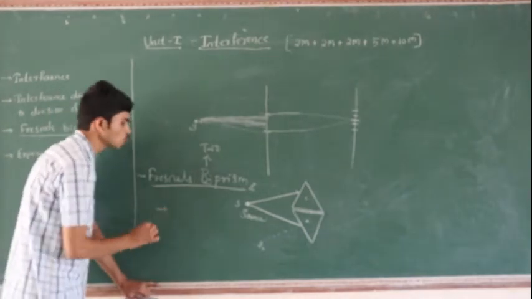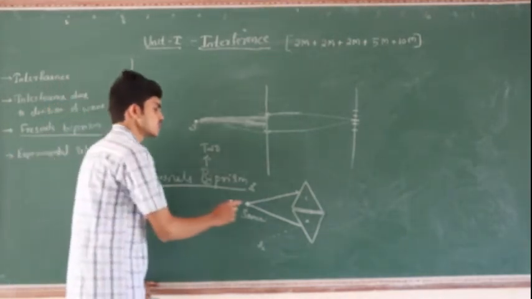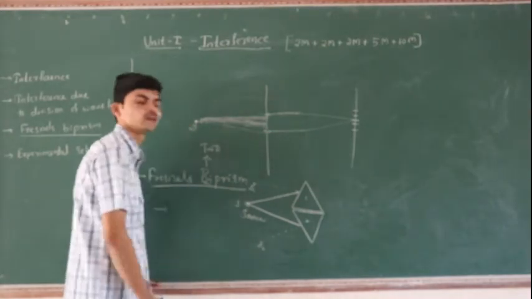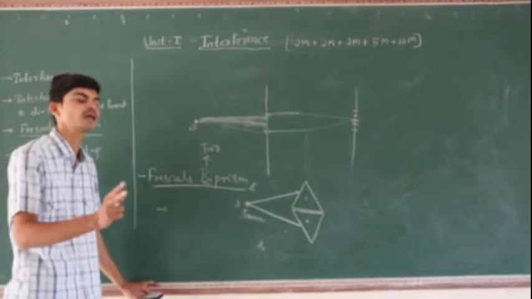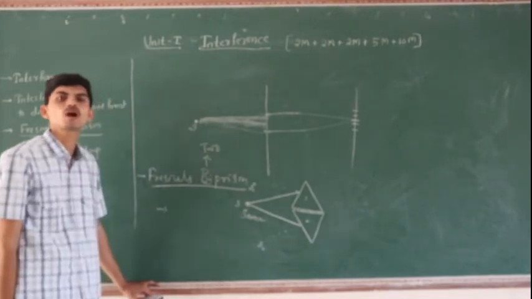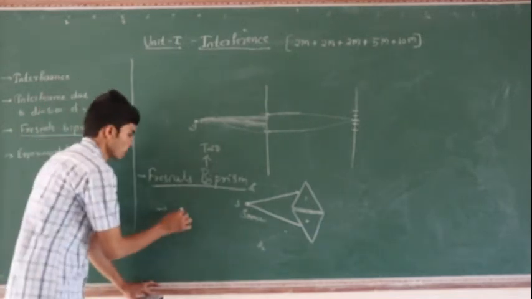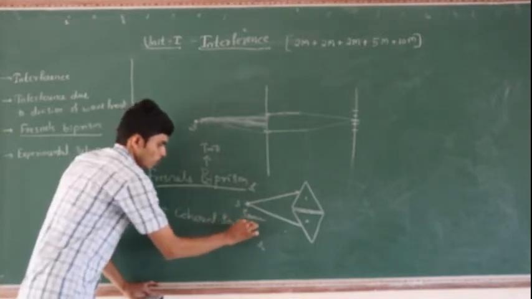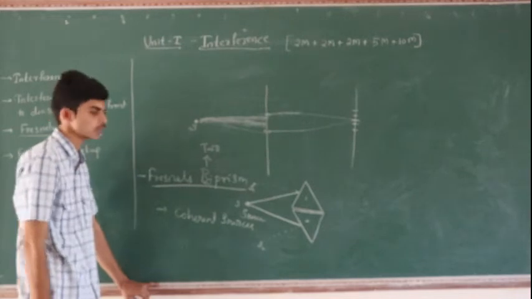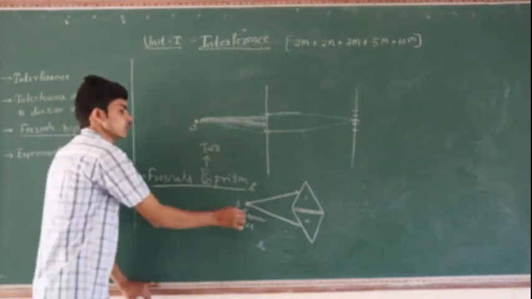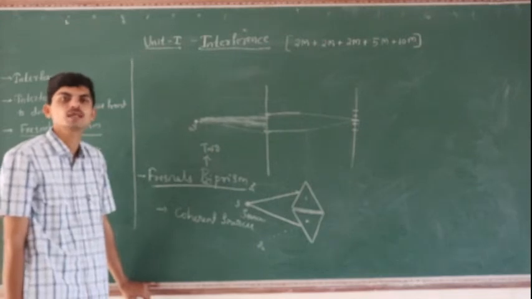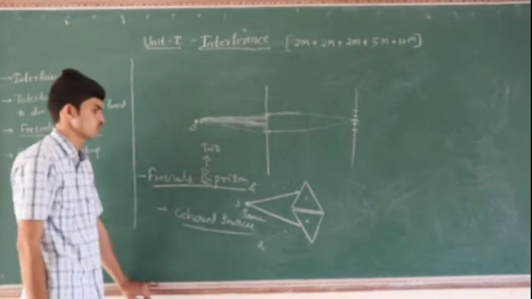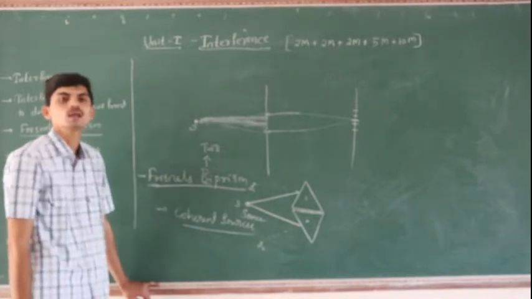These two are formed at the same distances from S, which means the wavelength is also the same. These type of sources are called coherent sources, because a single source produces two images with the same wavelength. These are called coherent sources. So that is Fresnel's biprism.